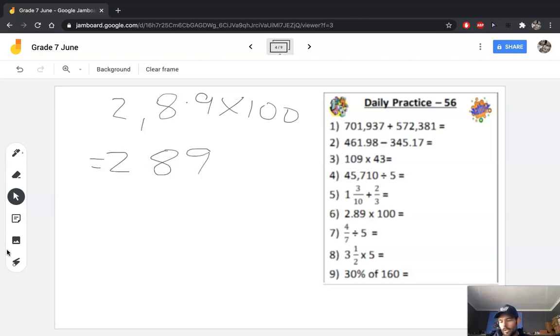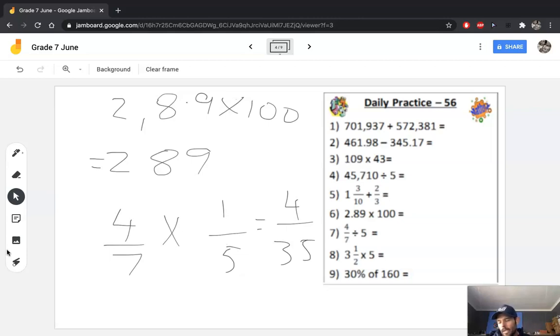Okay. Question 7. When we divide fractions, I've always said to you, make sure you have 2 fractions so you can write a whole number as over 1. So now I've got 2 fractions. Remember, the division sign changes to multiply, and that second fraction gets inverted to its reciprocal. So now I've got 4 over 7 times 1 over 5. I can't simplify diagonally. So 4 times 1 is 4, and 7 times 5 is 35. And that's your answer.